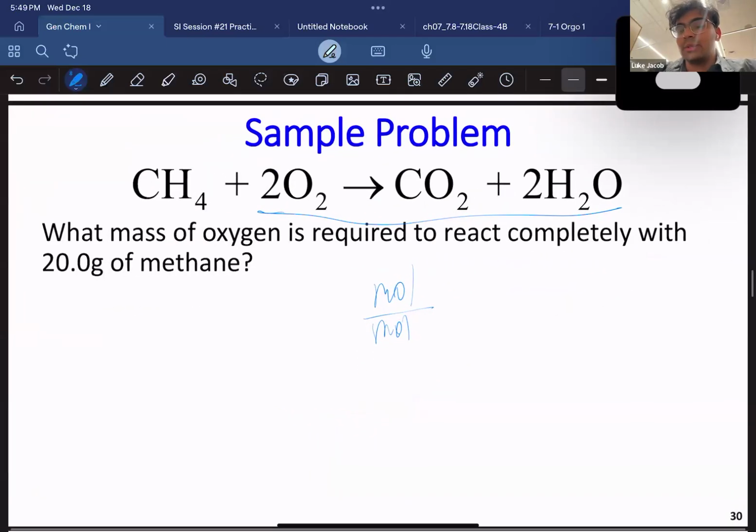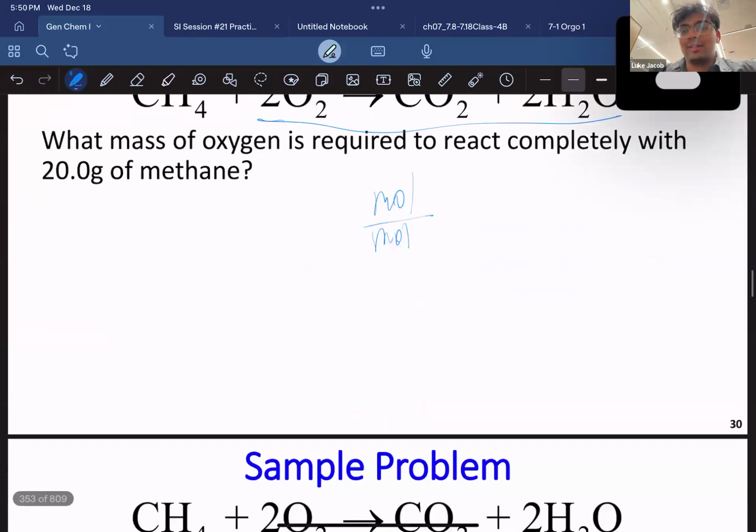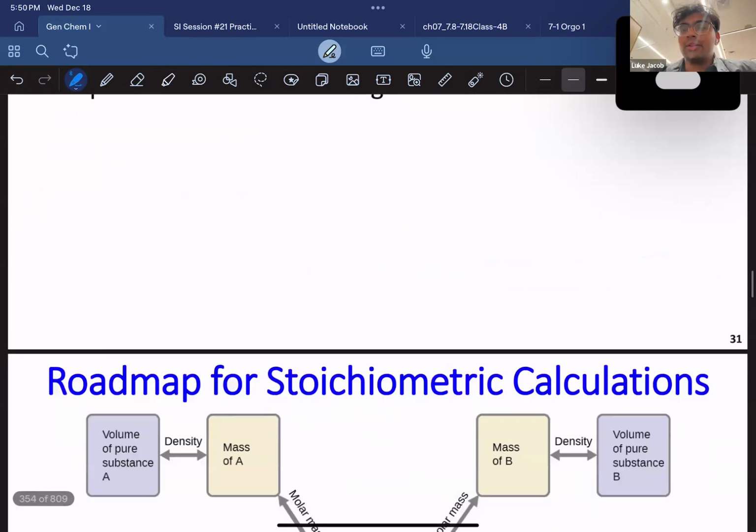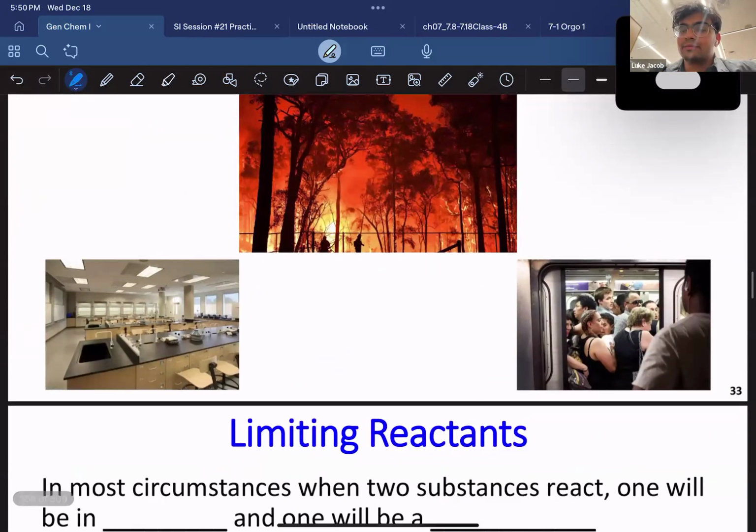These ratios are really important because you can use dimensional analysis to get the theoretical yield of something, or the theoretical amount of reactant you need to react with whatever stuff you have. So does anyone want me to go through any of these examples or anything?